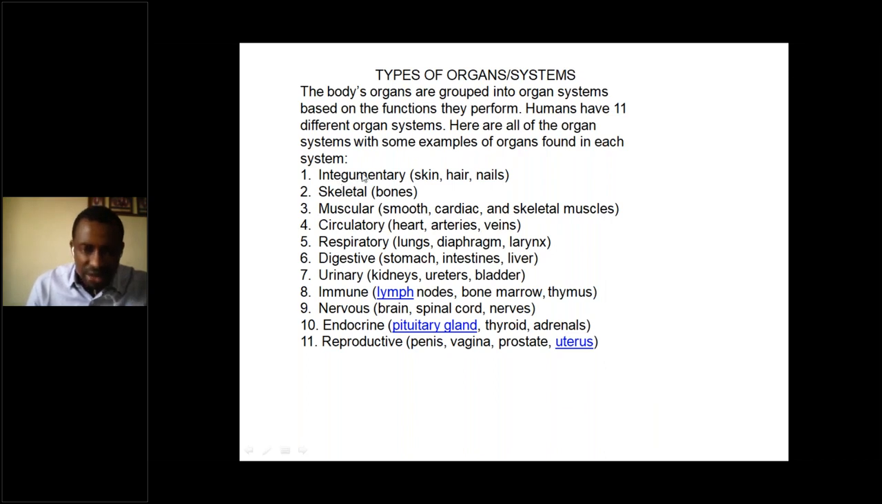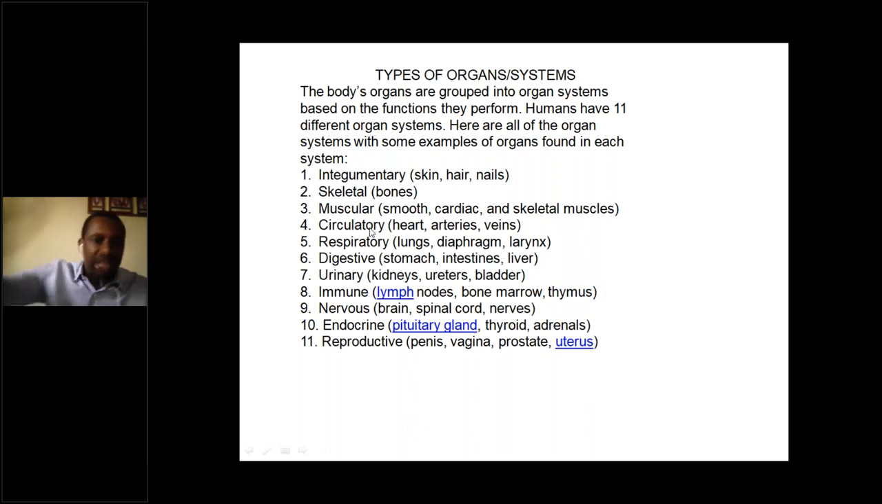So this system is called the integumentary system. The skin is there, the hair is there, the nail is there. The skeletal system, we have the bones that give the framework, the infrastructural framework and stability of the body. The muscular system is mostly for mobility, adjustment, reaction. So you have different types of muscle. You have the smooth muscle, the cardiac muscle, and the skeletal muscle.